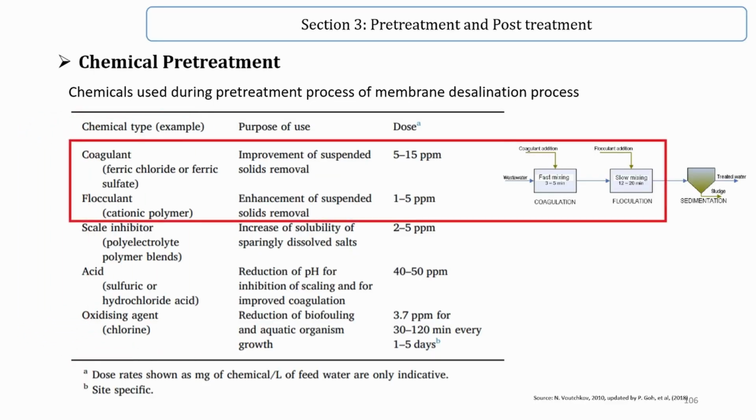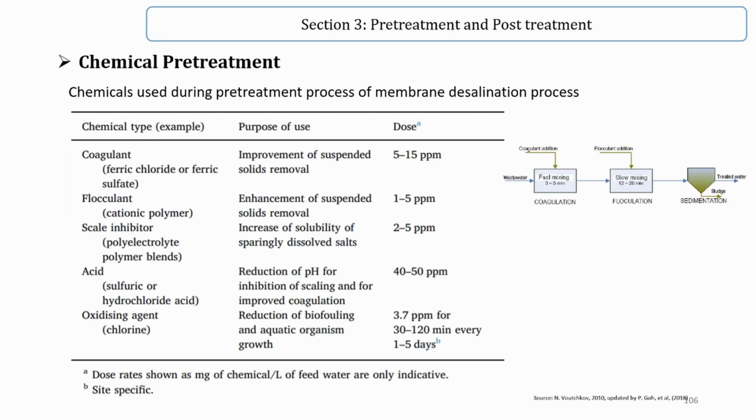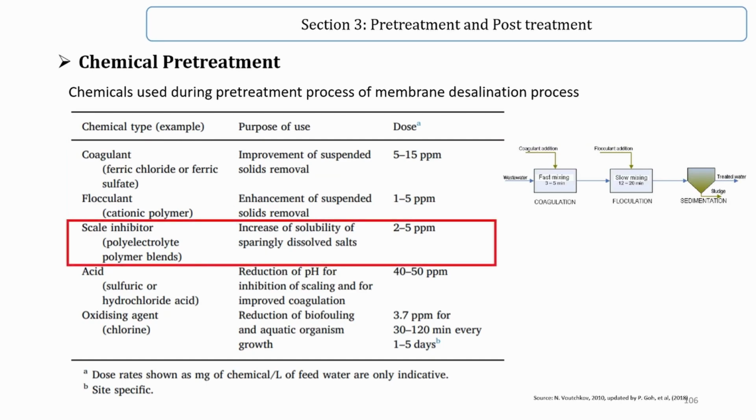Coagulants and flocculants are mainly utilized to enhance the settlement of suspended solids in the feedwater to achieve higher removal rates. The addition of scale inhibitor is to increase the solubility of dissolved salt such as calcium carbonate and magnesium sulfate to reduce the extent of scaling.